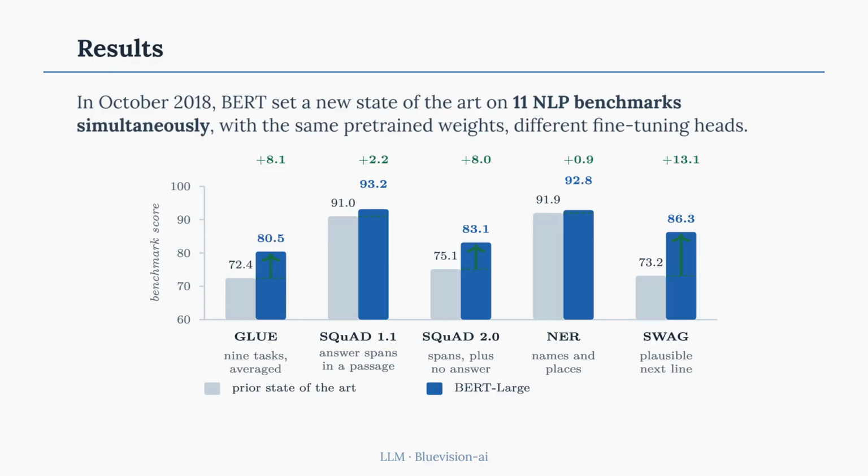Plus 8.1 on GLUE, plus 2.2 on SQuAD 1.1, which was already nearly maxed out. Plus 8.0 on SQuAD 2.0. Plus 0.9 on NER, the one benchmark where the prior system was genuinely hard to beat. And plus 13.1 on SWAG. You might want to credit scale for all this, but model size and training data volume didn't change relative to the strongest baselines. What changed is that pre-training saw both sides of every token. In one sentence, bidirectionality, not scale, is what bought these numbers.